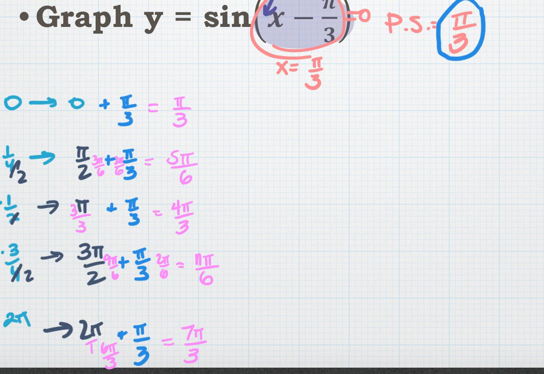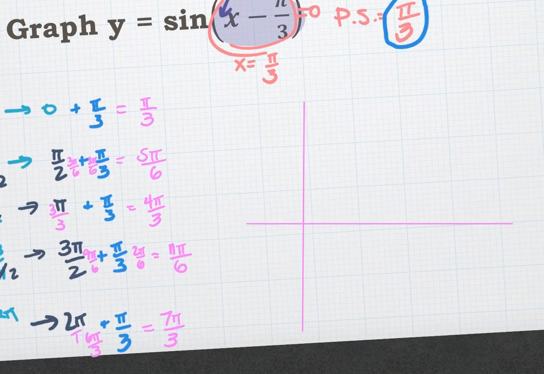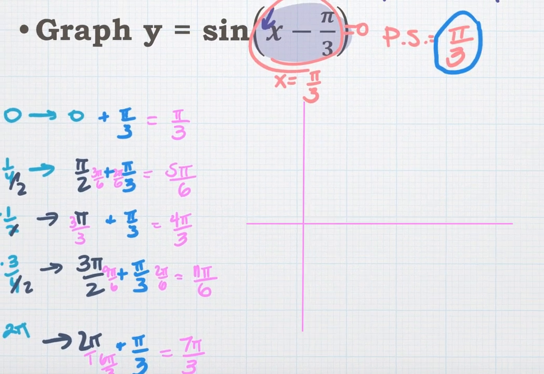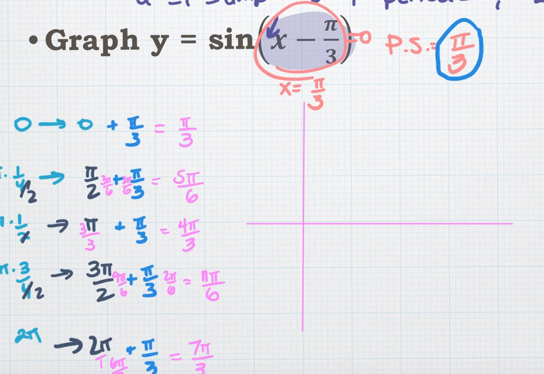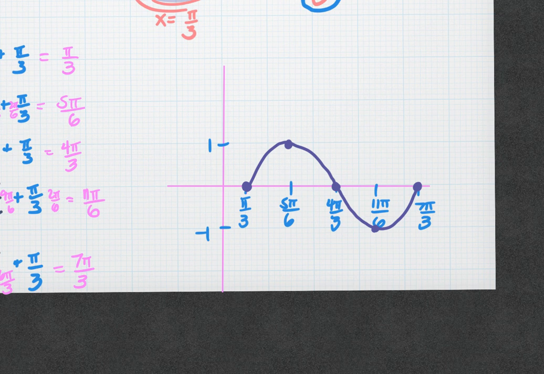Now I plot my new key points. And there is no key point at 0 anymore. So that doesn't automatically start at 0. That's a big difference from before. So I started at 0, the y at 0, the x at pi over 3. I went up to 1. I came down to 0, down to -1, and back up to 0.